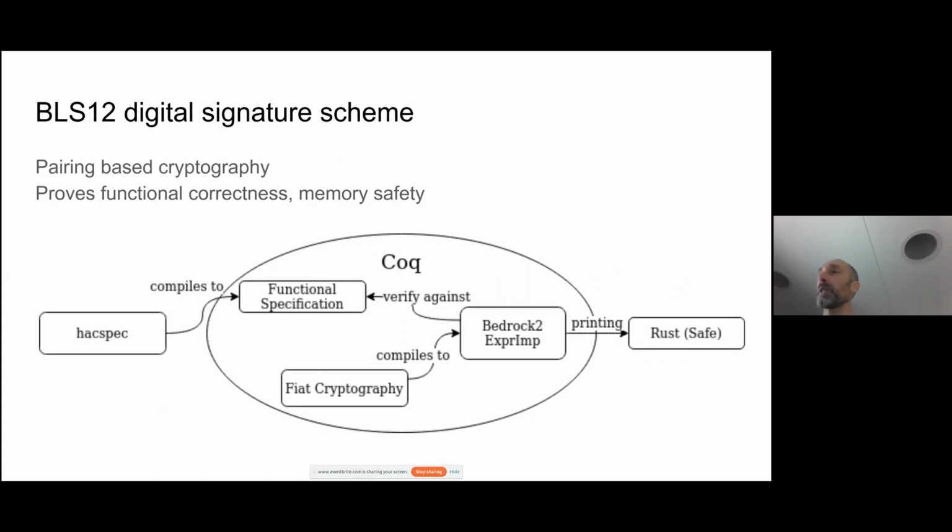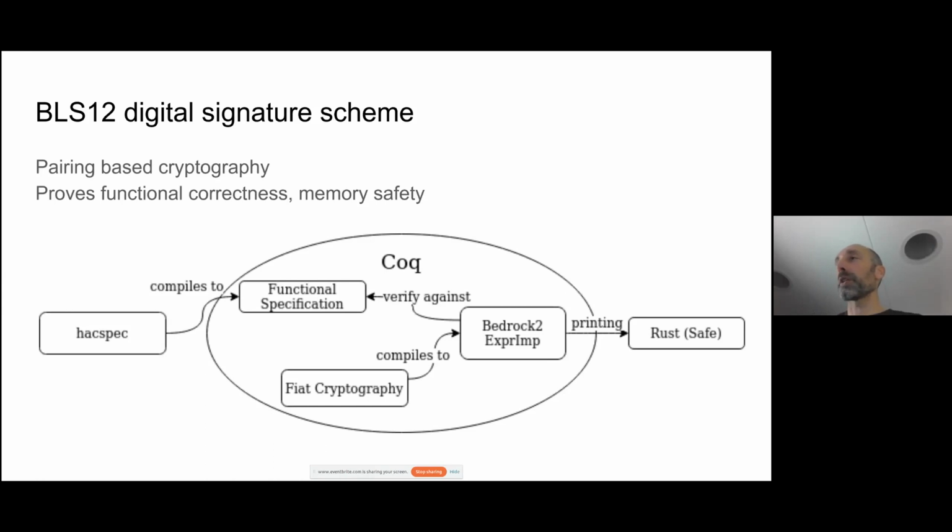A bit more about how we actually did this. So what we do is we start from hacspec, then we compile to this functional specification. We write a faster implementation in Bedrock 2, and Bedrock 2 is mostly the glue code, but the fiat cryptography generates a very fast implementation of the finite field arithmetic. So from fiat, fiat has a C backend, but also has a Bedrock backend. So in Bedrock, we actually combine those two. Then we verify in Coq that this is actually correct with respect to the functional specification we got from hacspec. And then we print to safe Rust.